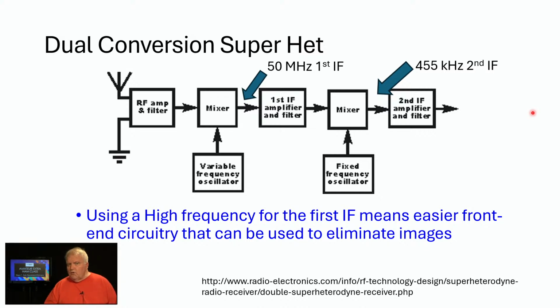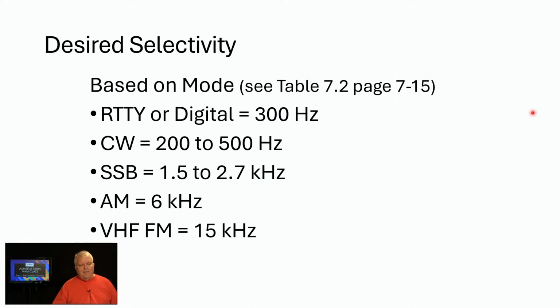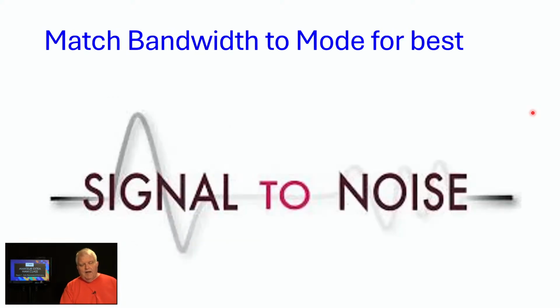So signal-to-noise ratio is important to us. We want to have the best signal-to-noise, and we can get that by matching the selectivity of the radio to the mode that we are receiving. So for radio teletype or digital, 300 hertz is typical, although for FT8 you probably want to have 3000 hertz. For CW, between 200 and 500. Single sideband, up to 2.7 kilohertz. AM, 6 kilohertz. VHF FM, 15 kilohertz bandwidth. But matching the bandwidth to the mode gives you the best signal-to-noise ratio.